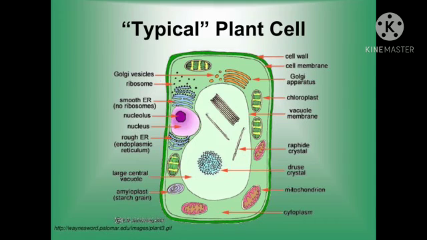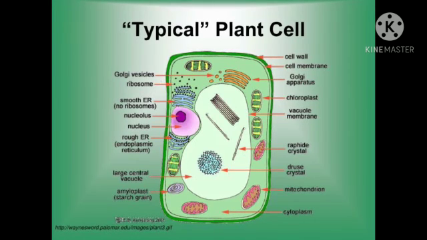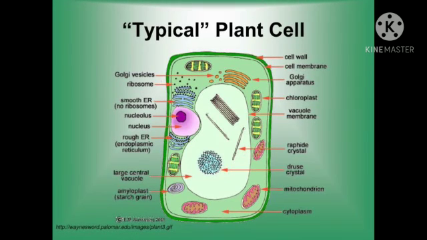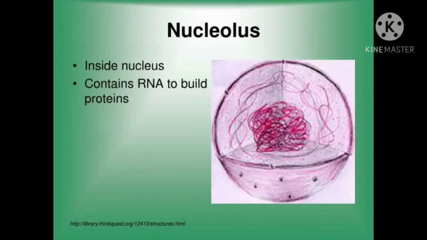An animal cell may have many small vacuoles. Centrioles are found in animal cells. We'll see both plant cell and animal cell features, children. Nucleus. Inside the nucleus, it contains RNA to build protein.